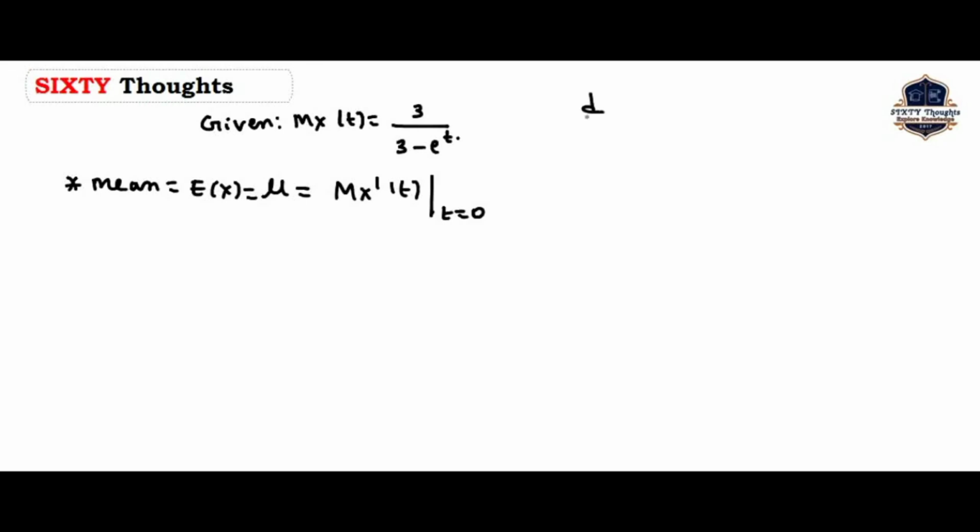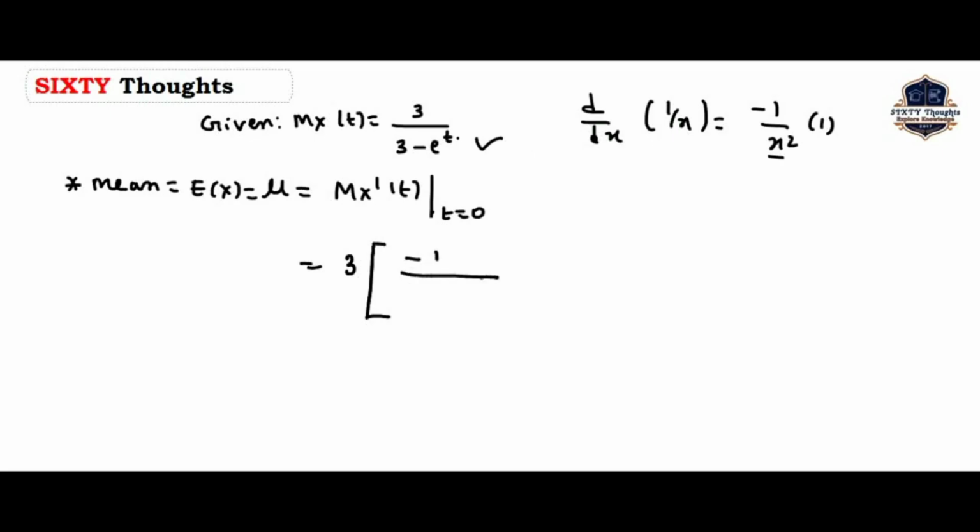Okay, so how to differentiate this one? We know the differentiation of 1 by x is equal to minus 1 by x square. After that, when you differentiate x, we get 1. So using this formula, I am going to differentiate with respect to t here, and find M_X dash of t. We consider 3 as a constant and take it outside. The differentiation of 1 by x gives minus 1 by x square, so we get minus 1 by x square, where x is 3 minus e power t, whole square.